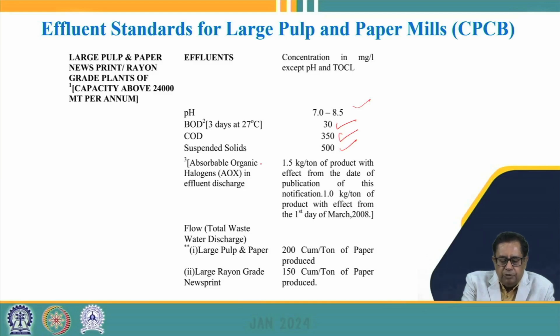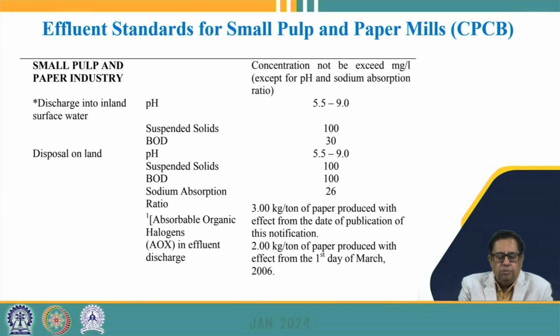And for the adsorbable organic halogens or halides, it has been found that this should not be more than 1 kg per ton of the product, and it has been implemented since March 2008. So we have to also see, in addition to the BOD and COD, what the AOX values coming out in the effluent are. Similarly, when we talk about the small pulp and paper industries, when we are discharging the wastewater into the inland surface water after the treatment, it should have a pH between 5.5 to 9. It should have suspended solids of 100. The BOD should not exceed 30 milligrams per liter.